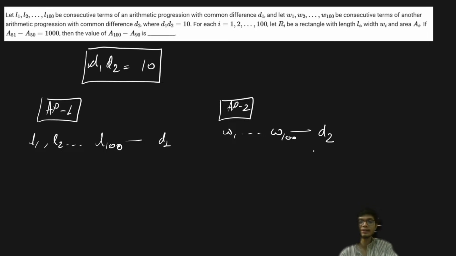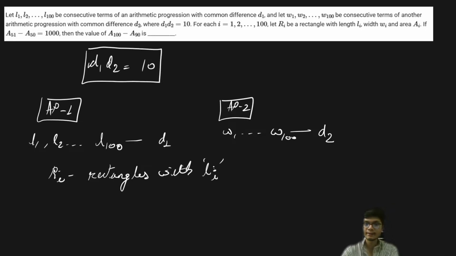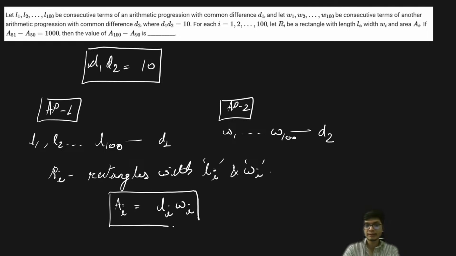Now it is said that for each i going from 1 to 100, Ri is the rectangle with length Li and width Wi. Therefore the ith rectangle's area is going to be Li into Wi. That is very simple, because we know that the area of a rectangle is just the product of length and breadth.